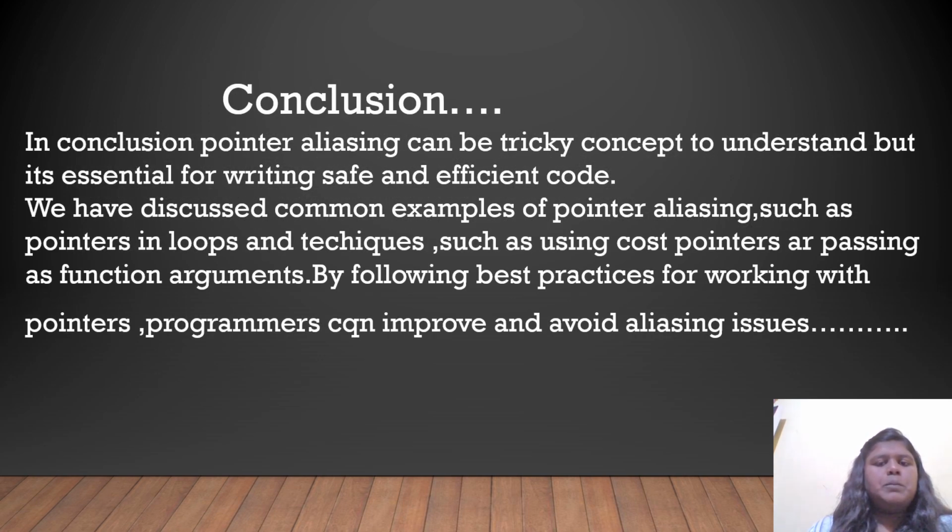Now here we come to the conclusion. In conclusion, pointer aliasing can be a tricky concept to understand but is essential for writing safe and efficient code. We have discussed common examples of pointer aliasing such as pointers in loops, and techniques such as using const pointers or passing as function arguments. By following best practices for working with pointers, programs can be improved and avoid aliasing.